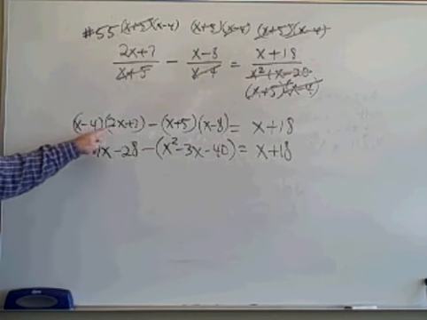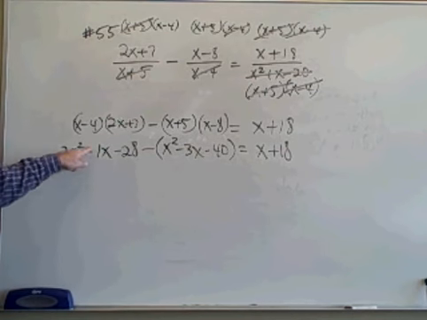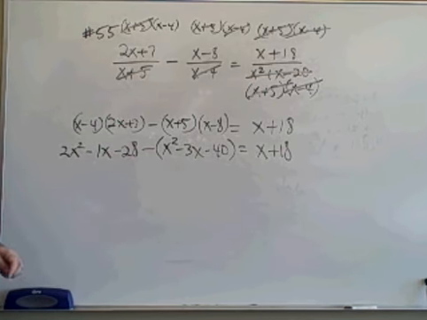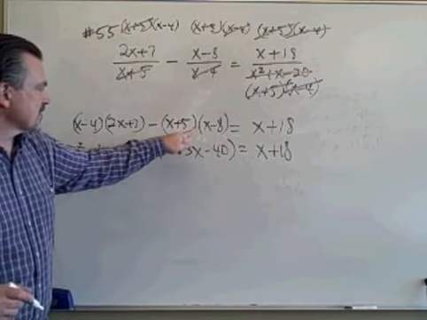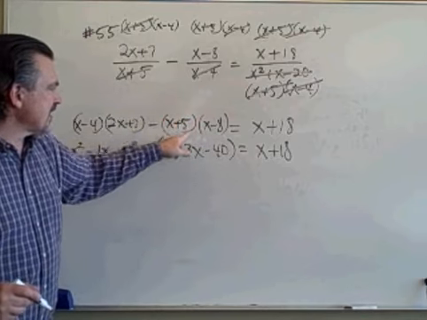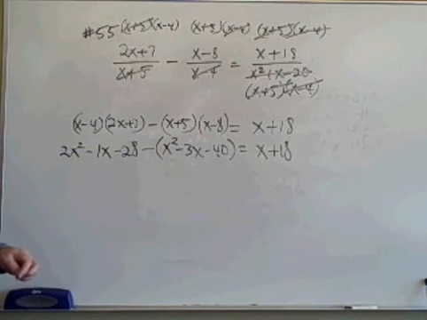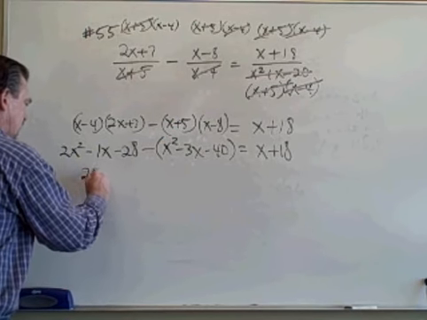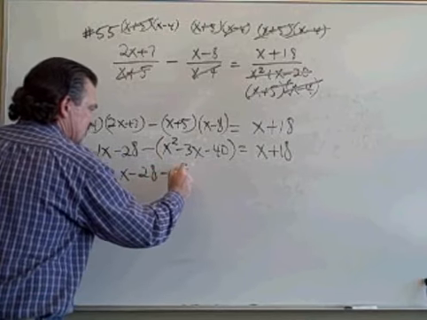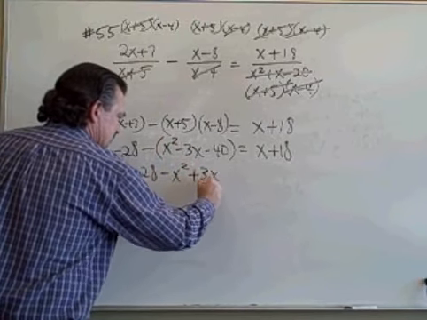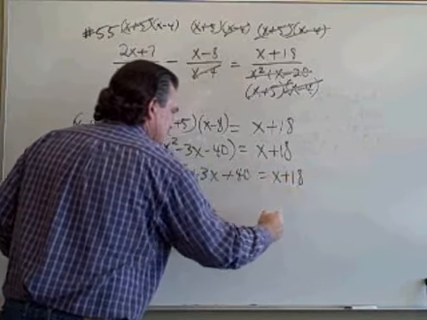Let's take a quick look. X times 2x is 2x squared. Plus 7x minus 8x is minus 1x. Minus 4 times plus 7 is minus 28. Minus this whole trinomial we create here. X times x is x squared. Minus 8x plus 5x is minus 3x. Plus 5 times minus 8 is minus 40. So now I have 2x squared minus x minus 28 minus x squared minus the minus is plus 3x minus the minus is plus 40 equals x plus 18.